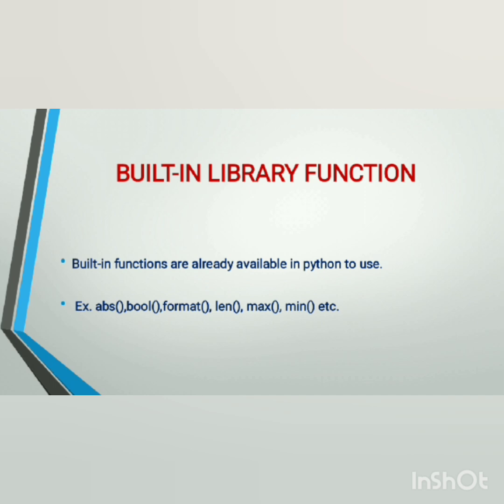abs means it will calculate the absolute value of a given variable. Then bool means it will return either true or false. Format means it is used to format your value based on your need, right? len means it will calculate the length of a list or tuple or dictionary, whatever it is. Max means it will find the maximum number in a given list. Min means it will find the minimum number in a given list. So these all come under built-in library functions. We cannot change their meaning, we can just use these functions. These functions are called built-in library functions.